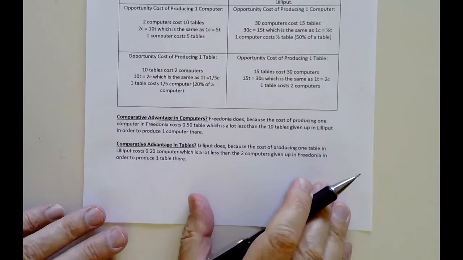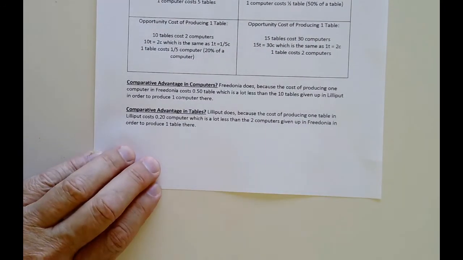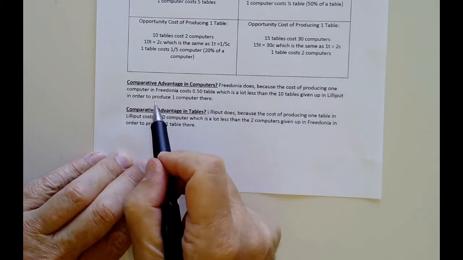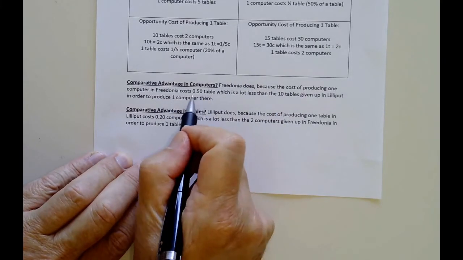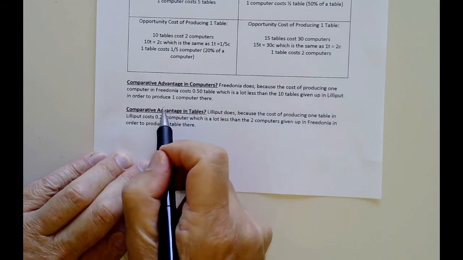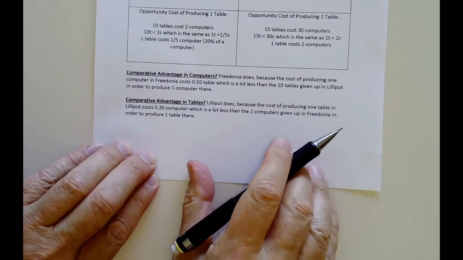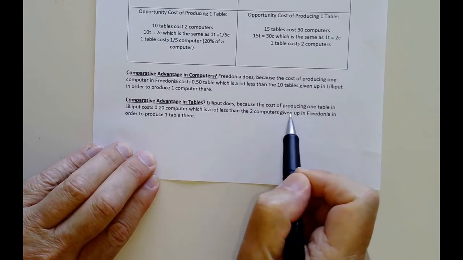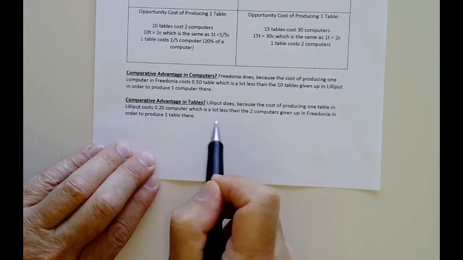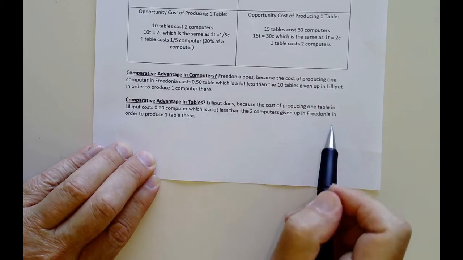So now the comparative advantage, we can answer the question right here. In terms of computers, Fredonia does because the cost of producing 1 computer in Fredonia costs 1/2 a table, which is a lot less than 5 tables given up in Lilliput in order to produce the same 1 computer. And down here, comparative advantage for tables goes to Lilliput because the cost of producing 1 table in Lilliput costs 0.2 or 20% of a computer, which is a lot less than the 2 computers given up in Fredonia.